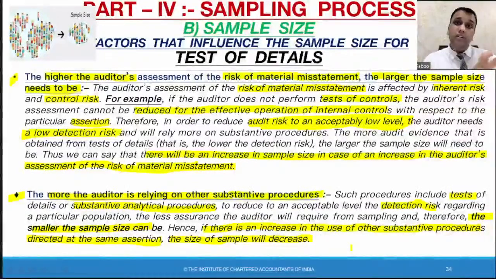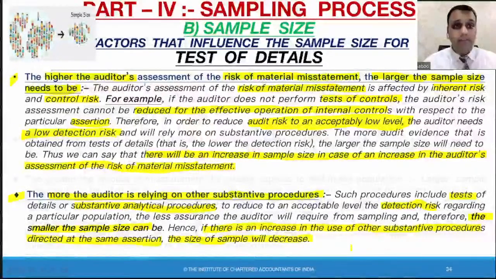You are carrying out other miscellaneous audit procedures with respect to debtors only as well. So you need not concentrate only on one particular procedure that involves sampling. You can decrease your sample size over here. Okay, fine.